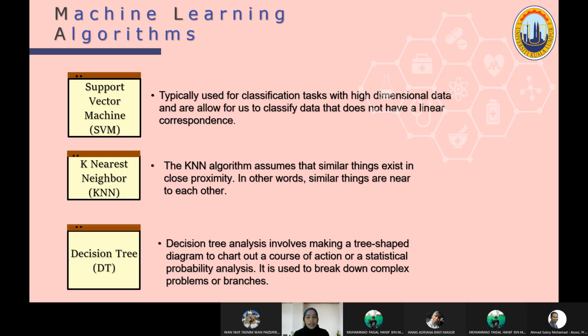So KNN is an algorithm that assumes that similar things exist in close proximity. In other words, similar things are near to each other. And lastly is decision tree. Decision tree is for analysis, making a tree-shaped diagram to chart a course of action or statistical probability analysis, used to break down a complex problem into branches.